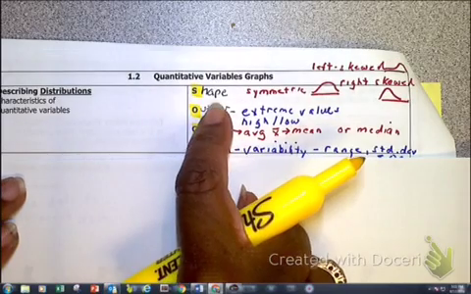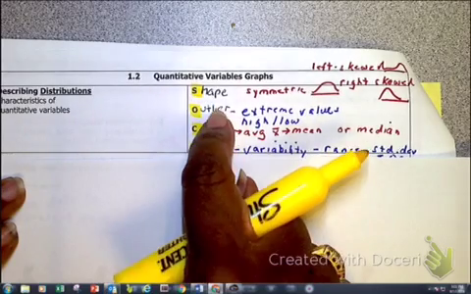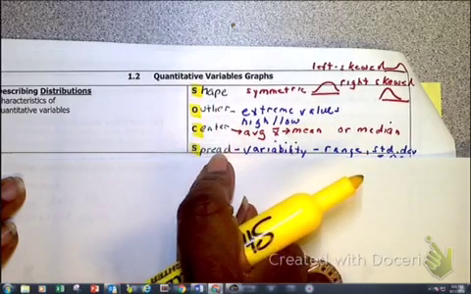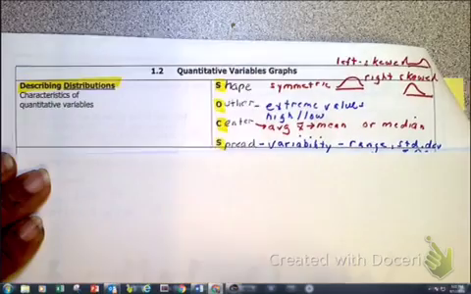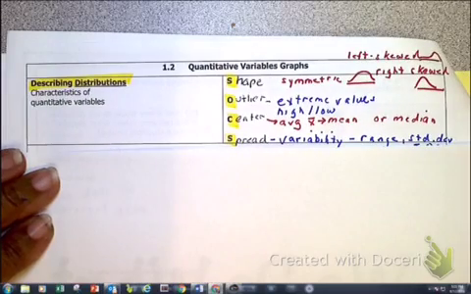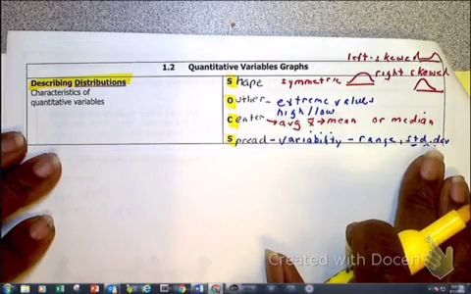SOCS is a mnemonic that represents for us shape, outliers, and center and spread. It describes our distribution. So remember, distribution is just data. And yes, when we have the data going in a picture, that is also another form of a distribution.